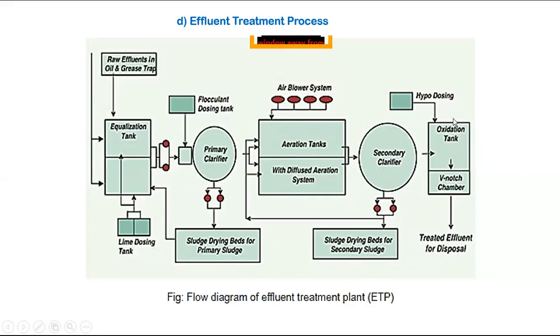In the oxidation tank, we will provide hypo dosing, some chemical that is called hypodosing. In this tank, oxidation will happen. After the oxidation, the water will get further filtered. Again, the filtered water will go to the V-notch chamber. After the V-notch chamber, it is the treated effluent for disposal. From the V-notch chamber, the water will go for storage purpose or as treated effluent for disposal purpose. This water will be disposed into a public drain or used for some other purpose.